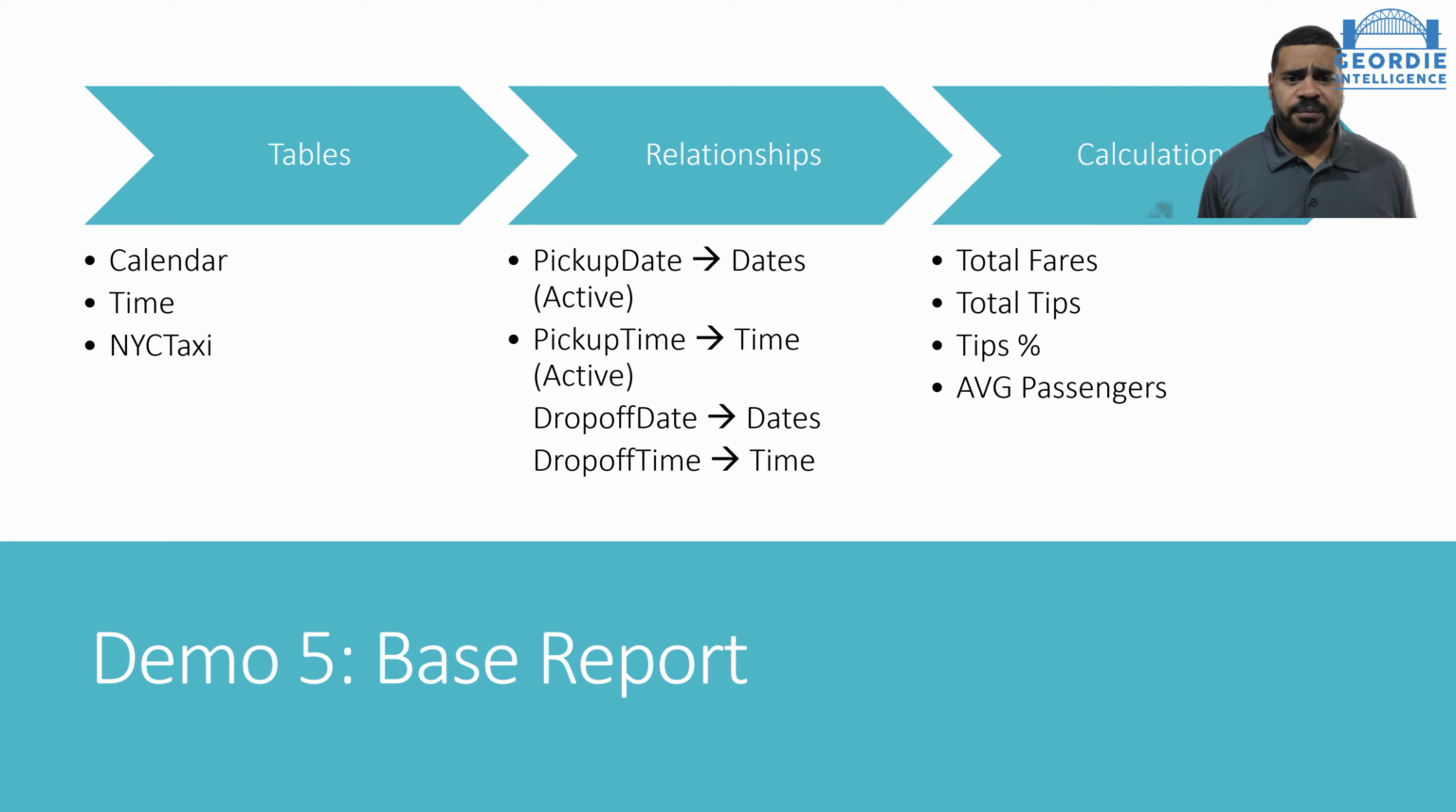And then obviously we've got some nice calculations in here: total fares, total tips, and the tips percentage. The US is quite a tips-driven society, so I'm interested in what's going on with tips. And then we've got the average passenger count. So, how does that vary over time? As a base report, what does that look like, I hear you say? Take us into Power BI and show what you've done. Okay, champion, I'll do that now then.